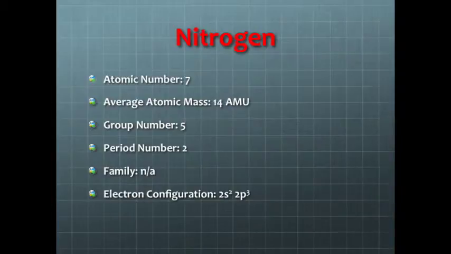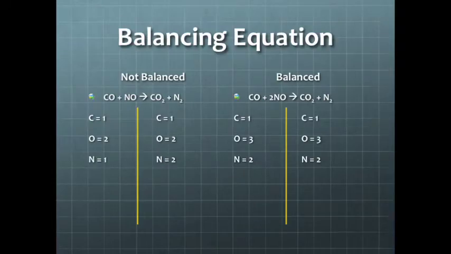Now, moving on to balancing the equation. As you can see on the left, the original equation was not balanced because there was not an even amount of nitrogen atoms on both sides of the chemical equation. So to change that, I had to add a coefficient, which is the only way you can actually change a chemical equation, by adding coefficients.